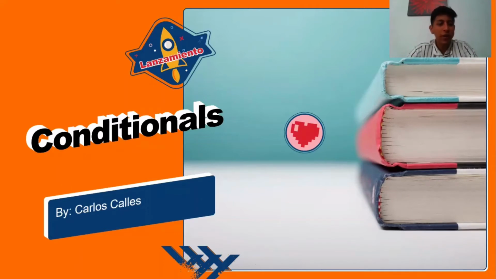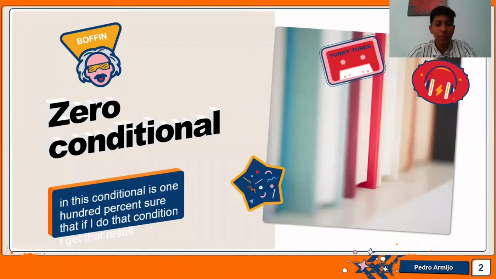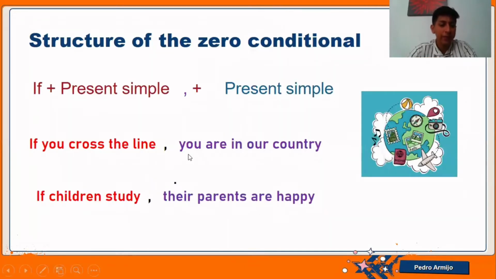We start with the zero conditional. This topic is very easy. It is a sentence in which we indicate a condition and its result. In this conditional it is 100% sure that if I do the condition, I get the result. Let's analyze its structure. The structure is: if, which is the conditional, present simple, comma, present simple.